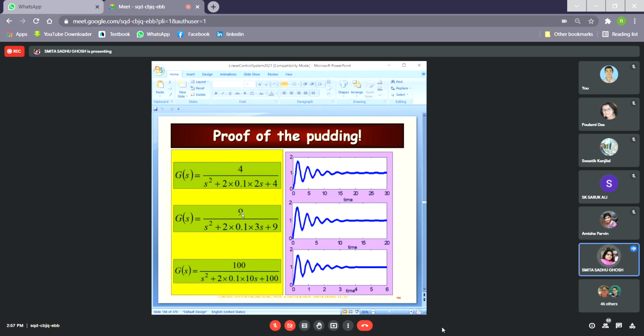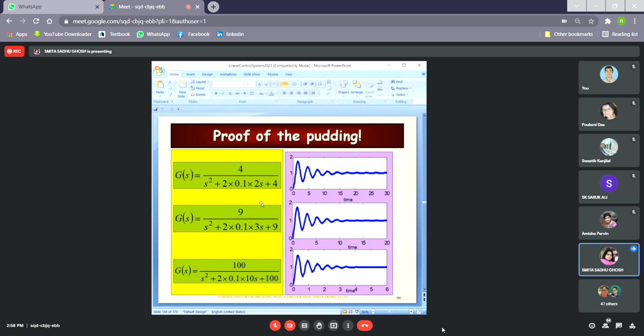For the second system, you have the natural frequency omega n equal to 3. So 3 square by s square plus 2 zeta into 3s plus 3 square. So over here as well, though the omega n value is different from the first system, the damping ratio is the same as the first one, right? Similarly, the third system has 10 square by s square plus 2 into 0.1 into 10s plus 10 square. So omega n is 10 over here, whereas the damping ratio is 0.1.